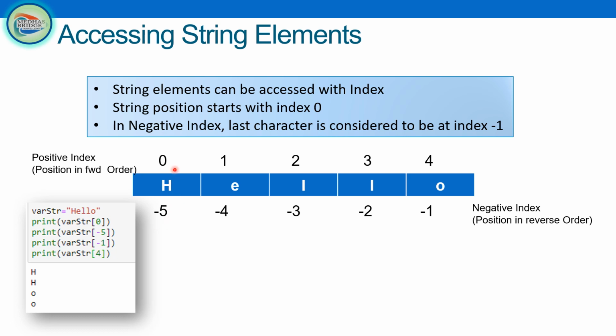Index 0 and index -5 pointing to same position which holds letter H. Similarly, index 4 and index -1 pointing to same position which holds letter O. Here is an example.